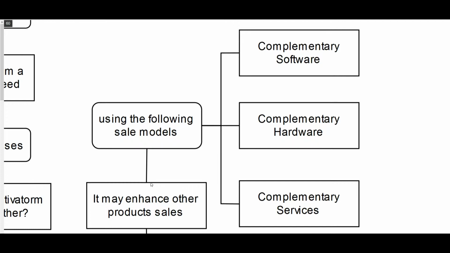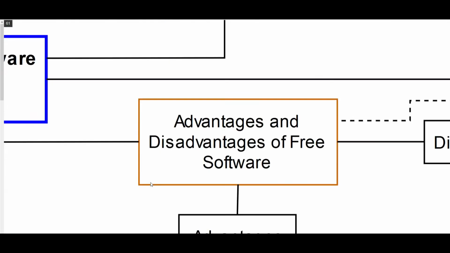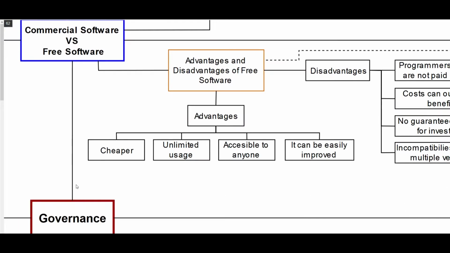And the final is complementary services. This means that if you promote free open software, you can sell services like support or learning courses or anything you can think about. Finally, in the argument of commercial software versus free open software, let's talk about advantages and disadvantages of free software. The advantages are clear.